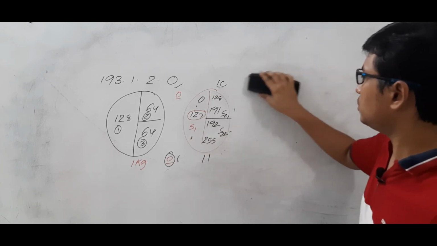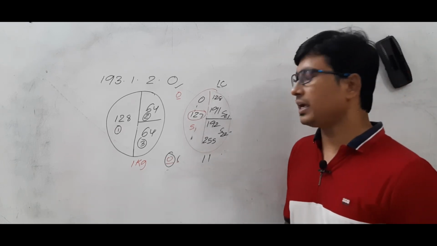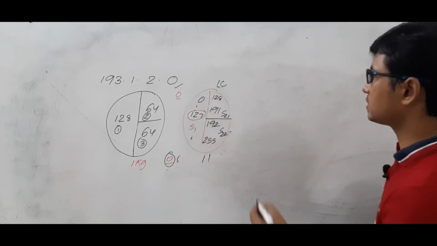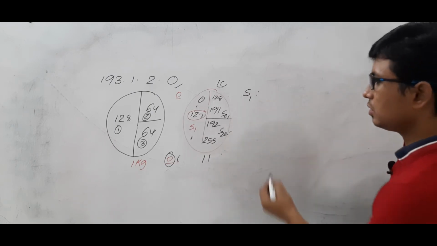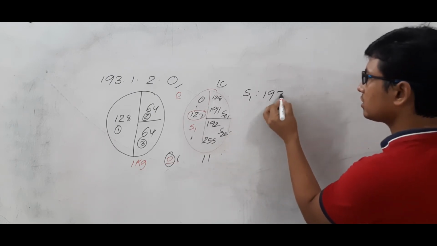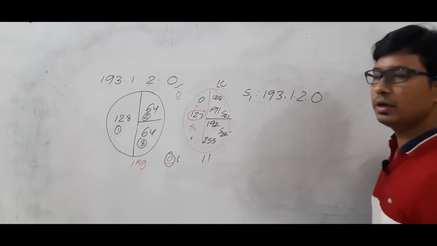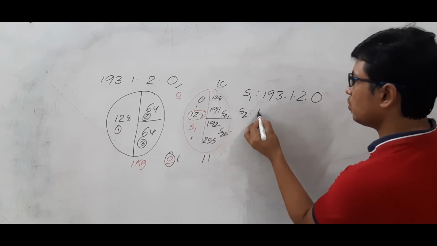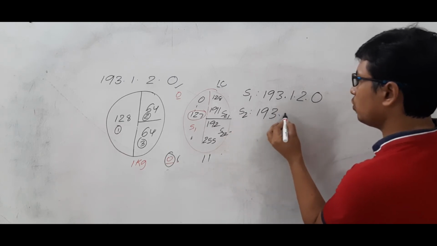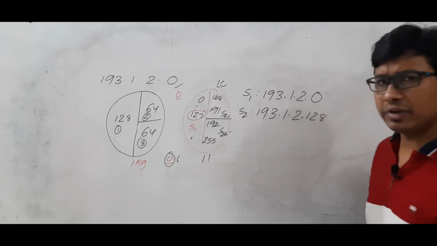Now I want to compute the subnet IDs of all these subnets. Can you tell me what is the subnet ID of S1? 193.1.2.0. Am I right? What is the subnet ID of S2? 193.1.2.128.